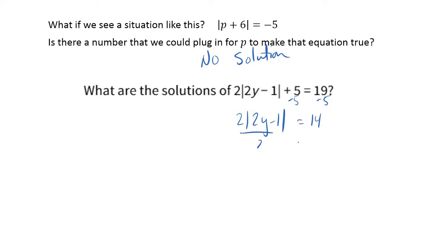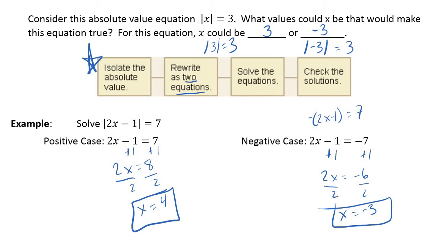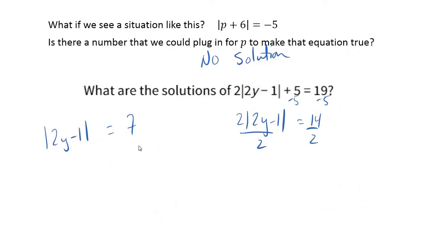Now let's divide by 2 on both sides. And now I've got 2y minus 1 equals 7. I feel like that's the same problem we just solved. Let's go look. 2x minus 1 equals 7. 2y minus 1 equals 7. So it's actually the exact same problem we just solved. But notice it started with a bigger expression, so now you would go down and solve it from there.